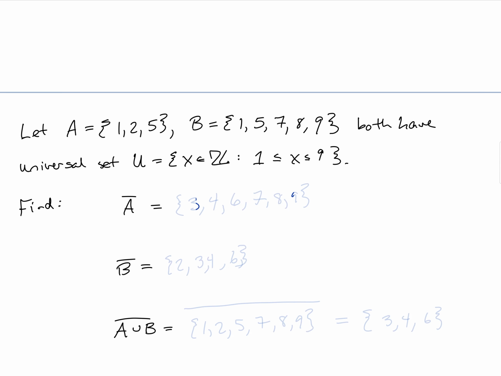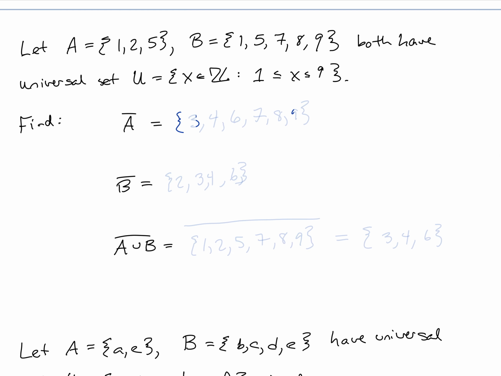Okay, so A complement is every element that is in the universal set but not in A. The elements of the universal set are the integers 1 through 9. But 1 is in A, 2 is in A, so A complement would be 3, 4, 6, 7, 8, and 9, since 5 is in A. B complement would be all the elements that are in the universal set but not in B. So 1 is not one of those, but 2, 3, 4, 6, 7, 8, 9, that's it.